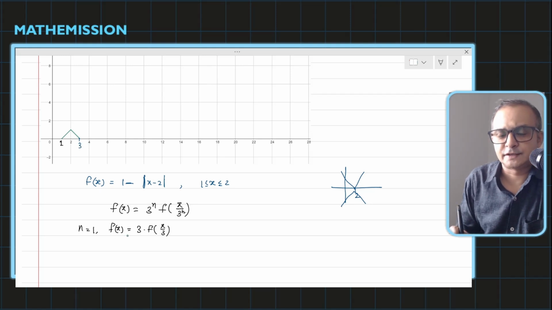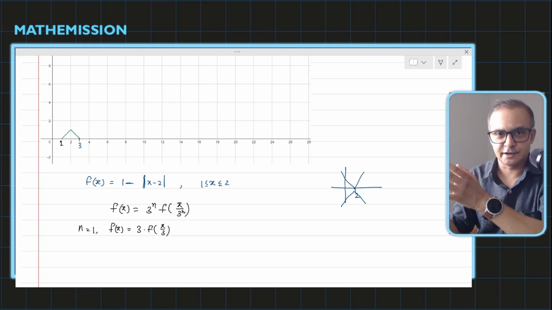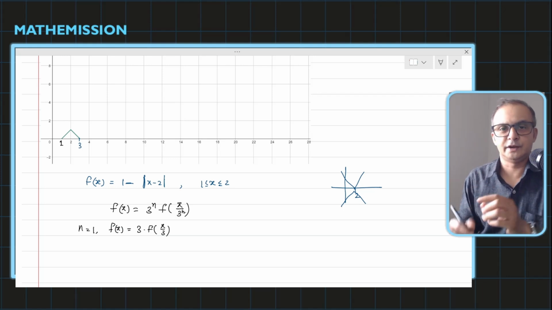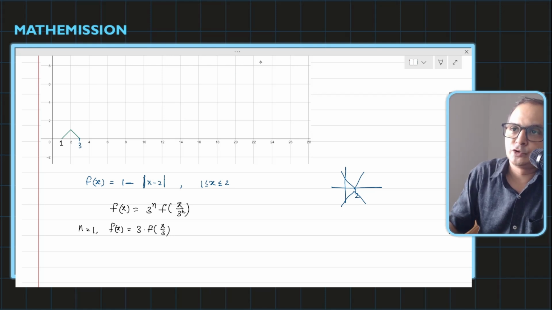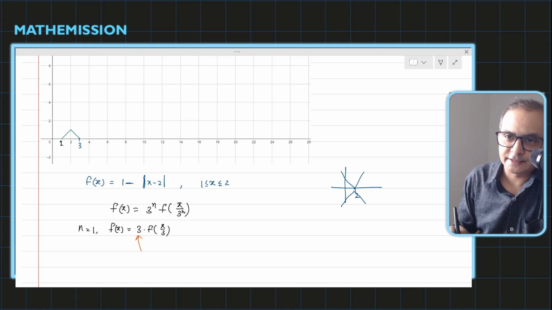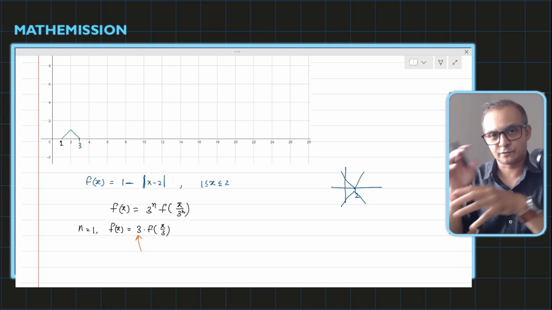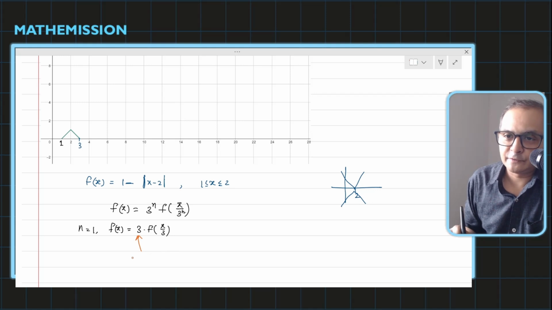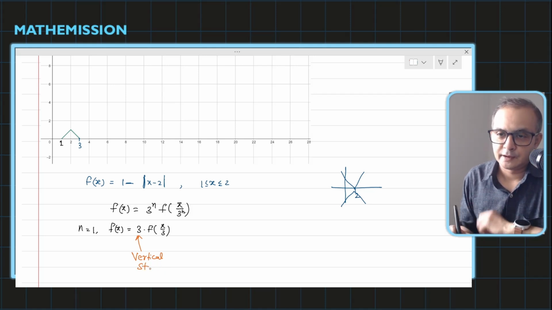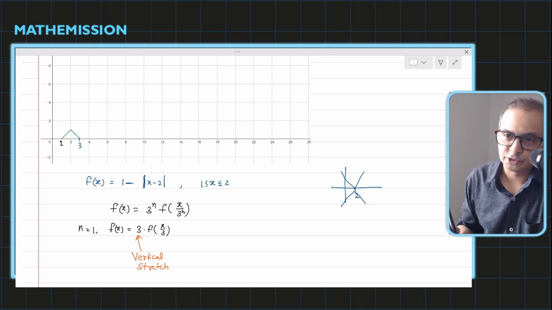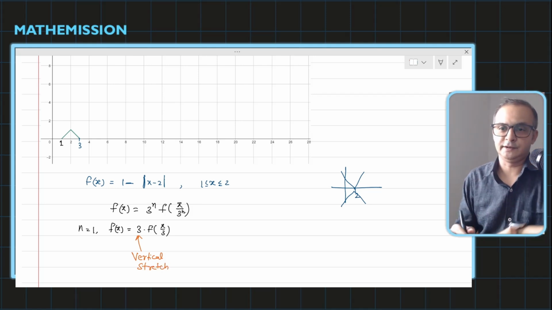So what is the meaning of this thing? In the next interval for n equal to 1, when you are iterating, I have to follow this. And you know that very well. This 3 is the number we are multiplying to the function from outside, so it will give you the vertical stretch. Yes or no? It will be responsible to stretch the graph vertically.